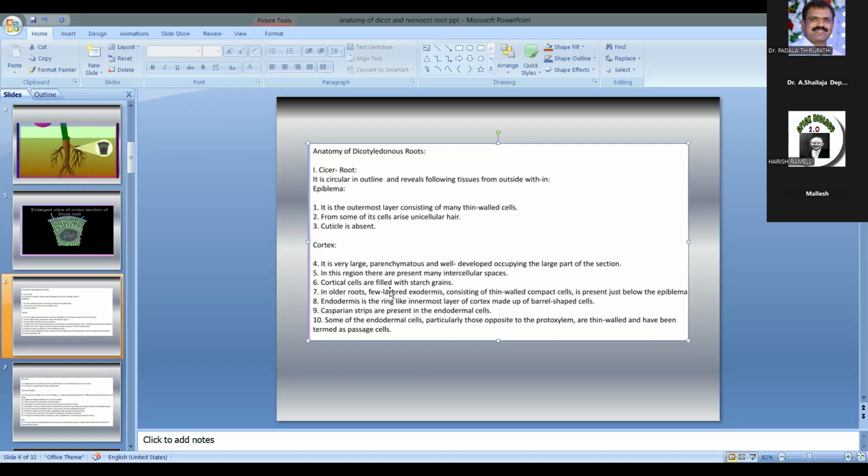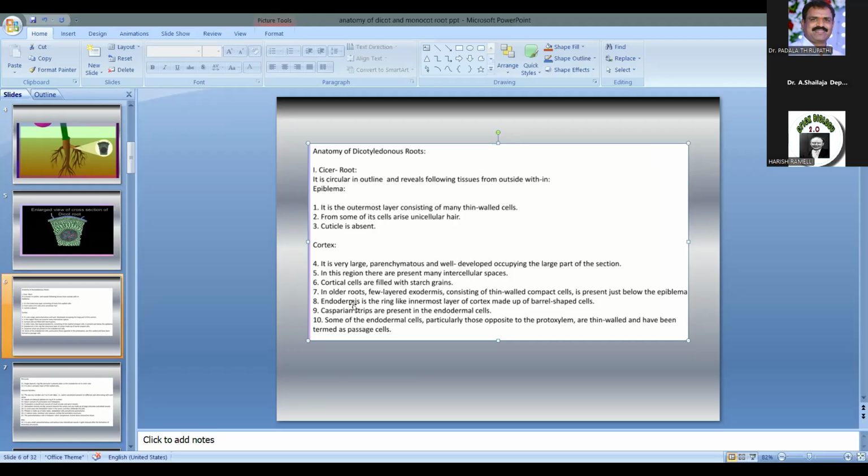Coming to the cortex. The cortex is massive and consists of several layers of thin-walled parenchyma cells. See here that it is very thin. Intercellular spaces are present. Cortical cells are filled with starch grains. Some cells have starch grains, and sometimes the epiblema degenerates. The outer layer of the cortex becomes thick-walled and functions as exodermis. Okay, sometimes we observe that the epidermis is degenerated and the outer layer of the cortex becomes thick-walled and functions as exodermis.